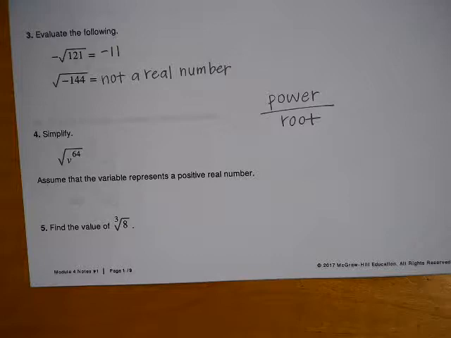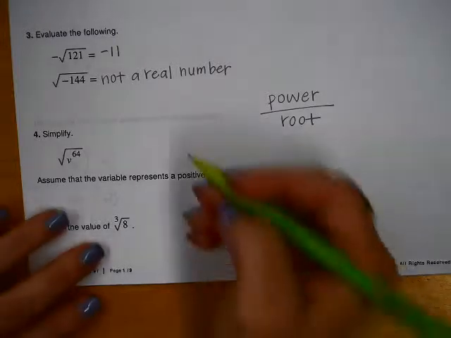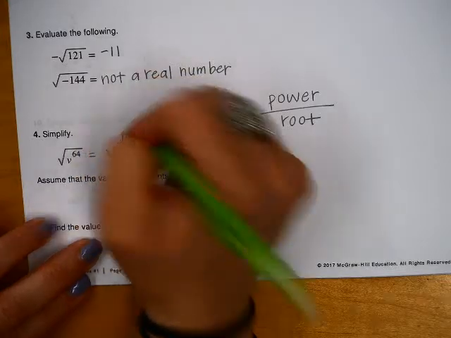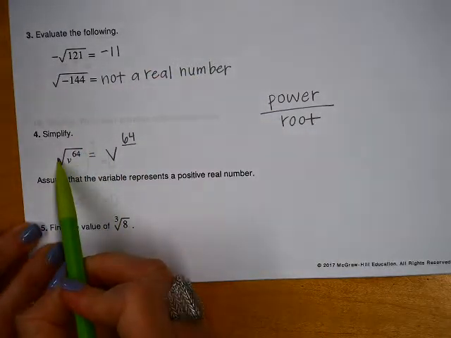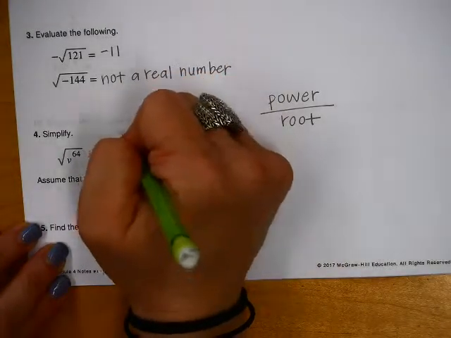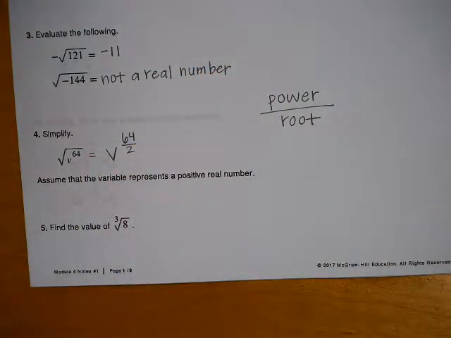So essentially all we're doing here is rewriting this to be v to the 64 over, what, if it's a square root, what is that understood to be? A 2. So that's the same as 64 over 2. So really you're just dividing, okay? Whatever your power is, you can divide that by your root. Did you just have an aha moment? Yeah. Okay. I saw her light bulb go ding.